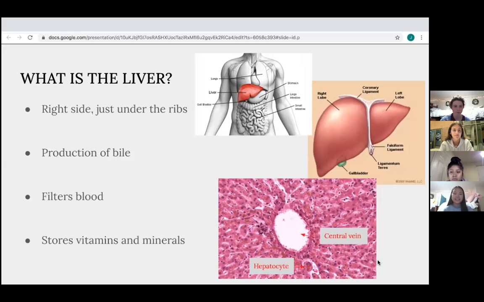So what exactly is the liver? The liver has lots of responsibilities in the body, and it can be found on the right side, just under the ribs here, as you can see in that picture right there. One of the three main functions of the liver is to produce bile, and bile helps carry away waste as well as helps digest fats. A second thing is that it helps filter blood, so it helps filter out the toxins and just the unnecessary things that we don't need. And lastly, it helps store vitamins and minerals.